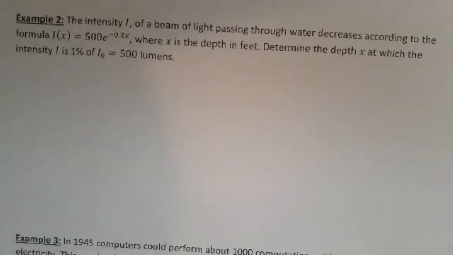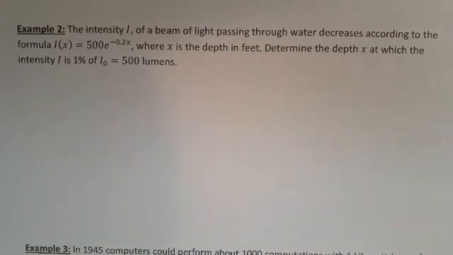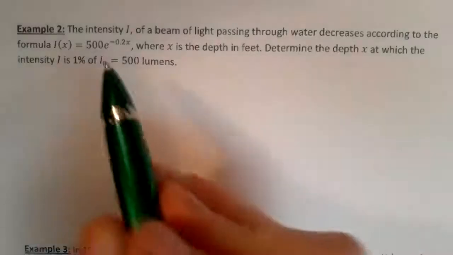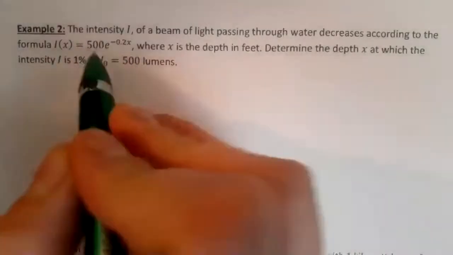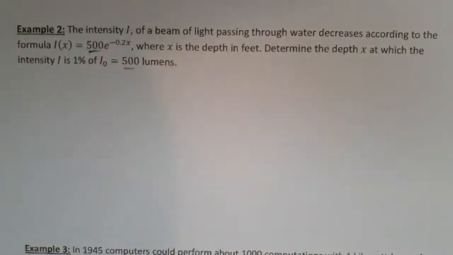And it says I naught. So the initial light that we're starting at is 500 lumens. Well, that's already kind of in this equation. So hopefully you notice that's where that number is coming from.